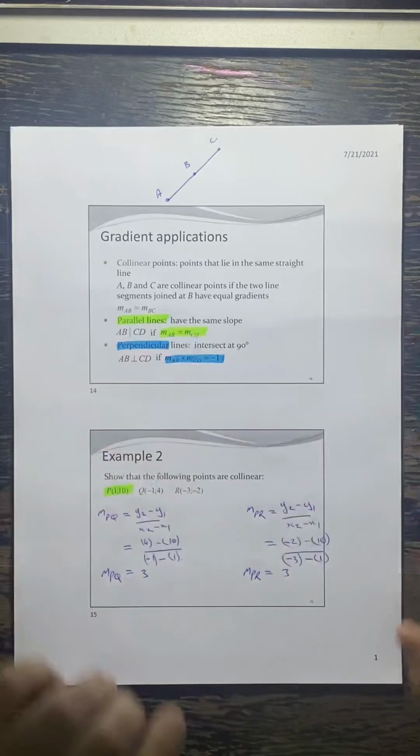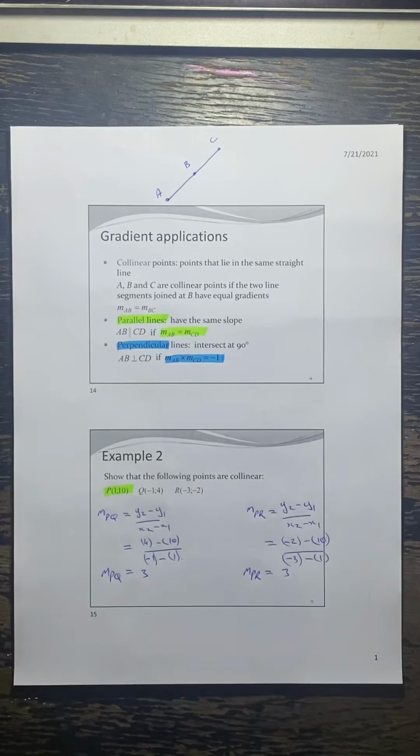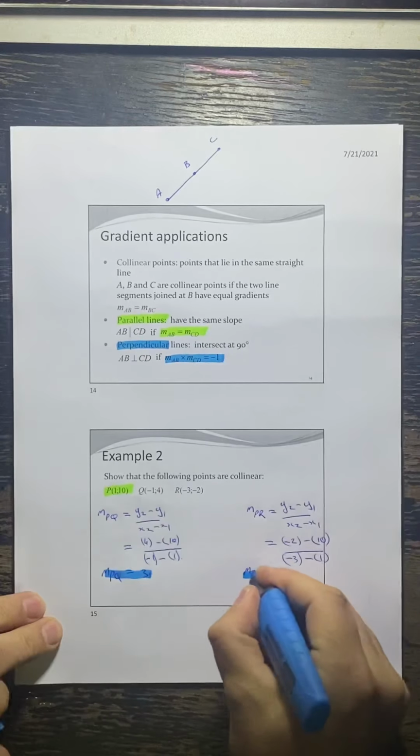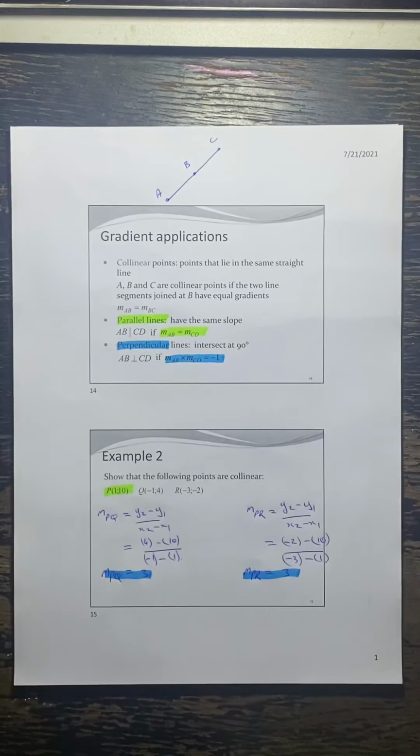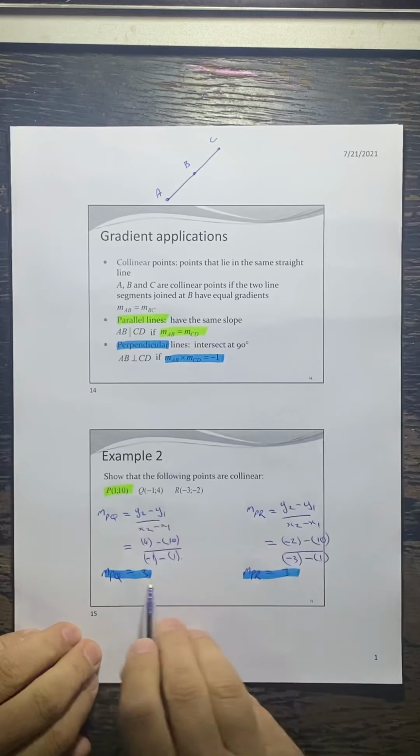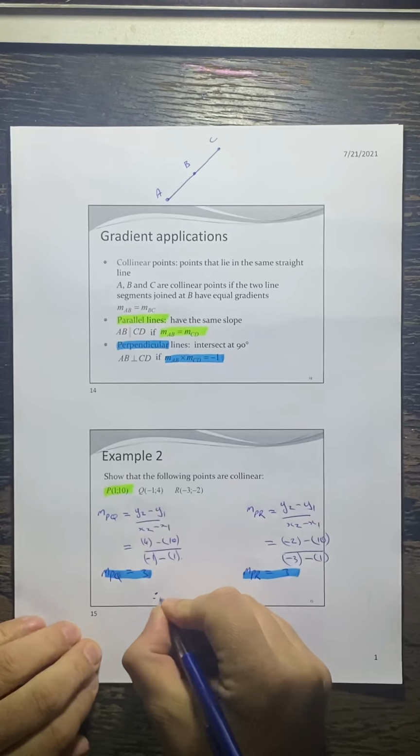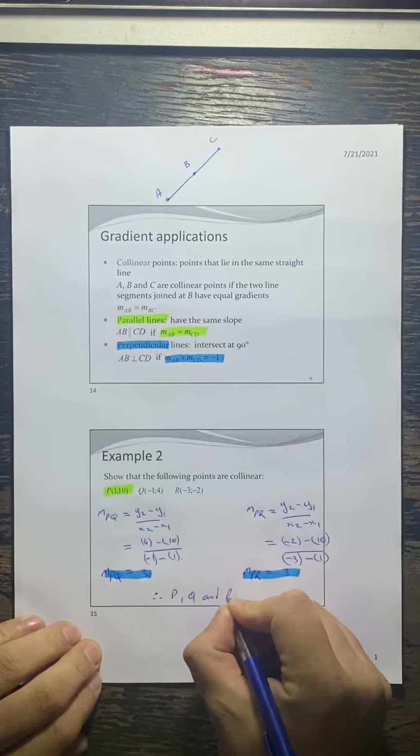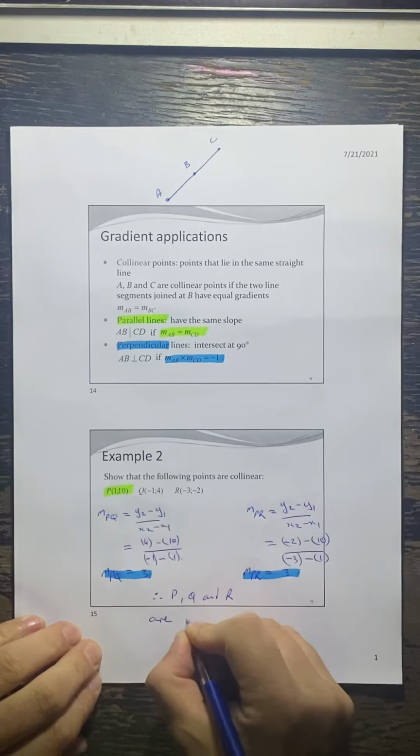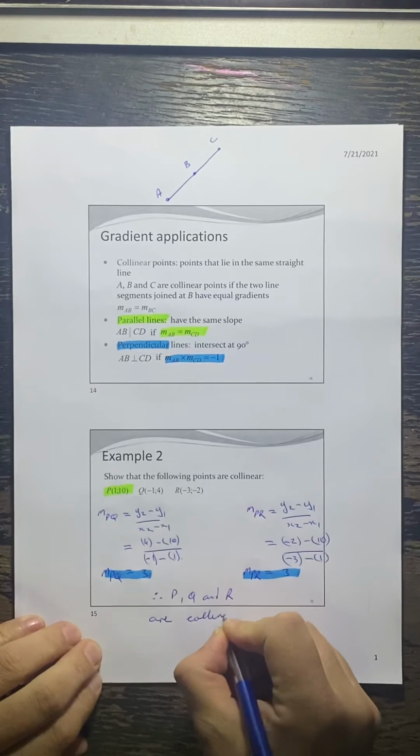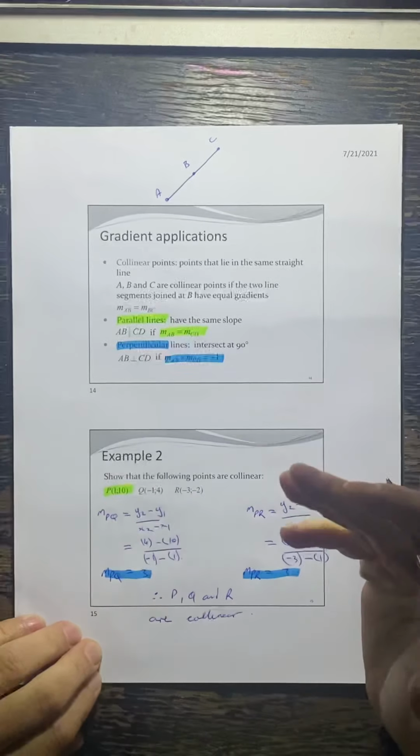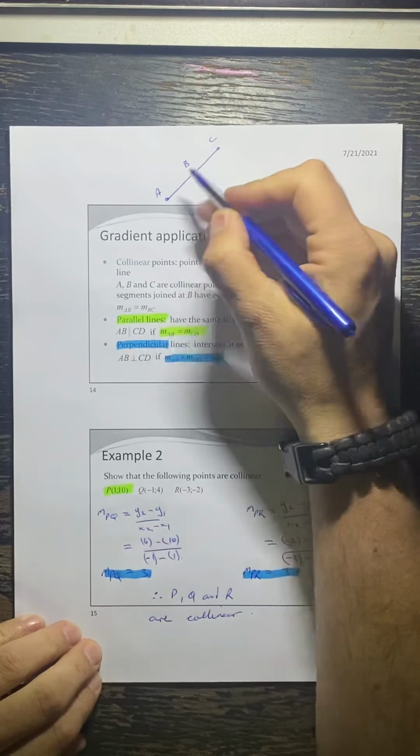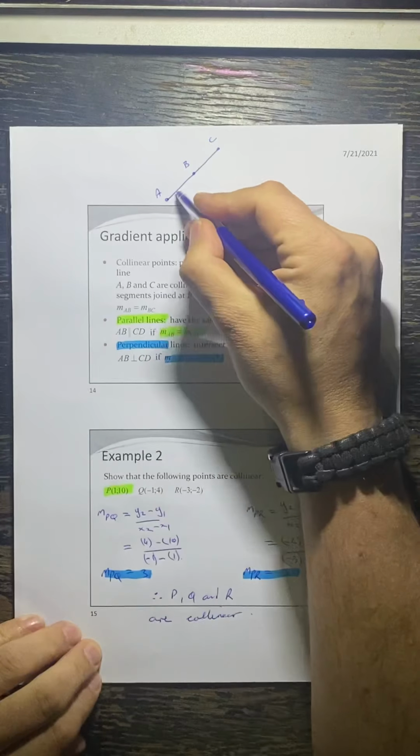Now, what I want you to notice here is both of these gradients, PQ is equal to 3 and PR is equal to 3. Now, because they have the same gradients, therefore, P, Q, and R are collinear. In other words, they lie on the same straight line. Because it doesn't make a difference which point I choose on the straight line, it will have the same gradient if it is on that line.